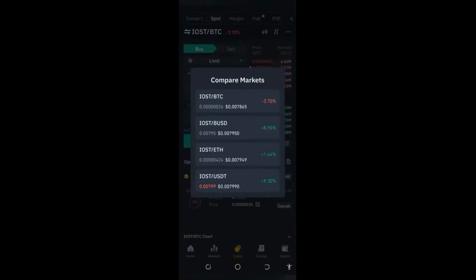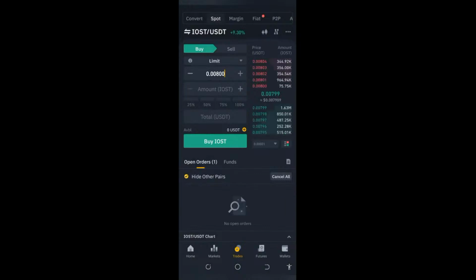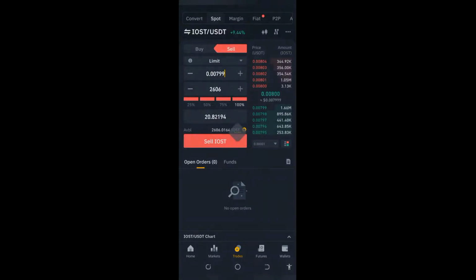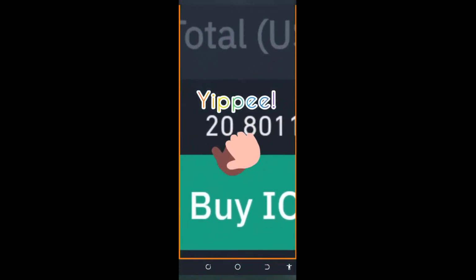Wow. You can see that the price IOST USDT is the highest. So I'm going to have to quickly do this before it begins to depreciate. Let's do this quickly. Let's cancel this, and let's see if we can actually sell and see what we can get. Wow, this is great. Let's go ahead and sell. Wow, did I get it sold? Yippee, we got it sold.